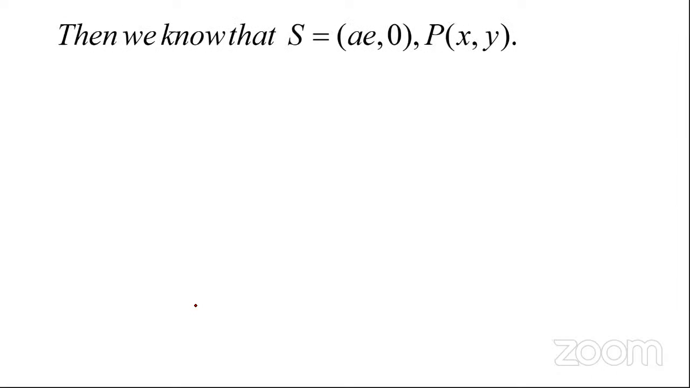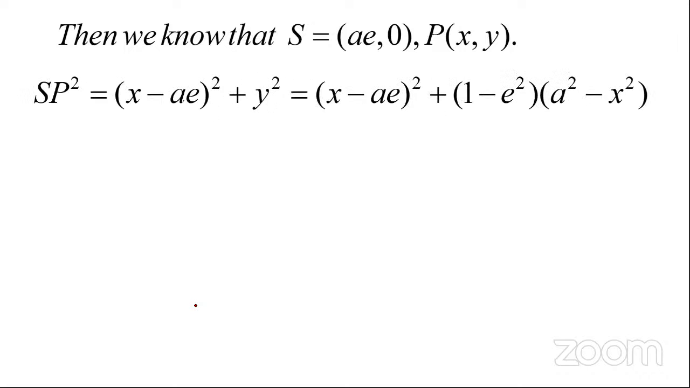Then we know that S is (ae, 0) and P is (x, y) as per the diagram. The distance between these two points is SP. SP equals the square root of (x2 minus x1) whole square plus (y2 minus y1) whole square, where these are x1, y1 and x2, y2. Substituting in the distance formula, SP square equals (x minus ae) whole square plus y square, that is (x minus ae) whole square plus (y minus 0) whole square. Then we use the y square value from the previous step.